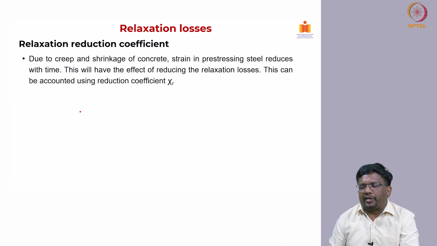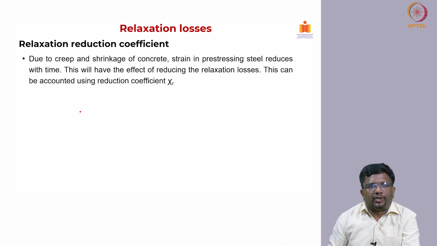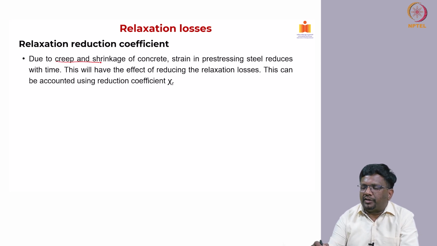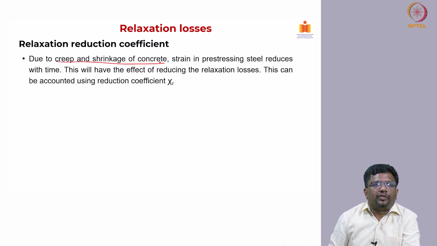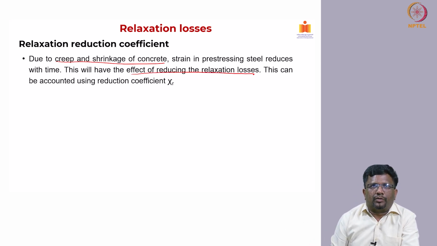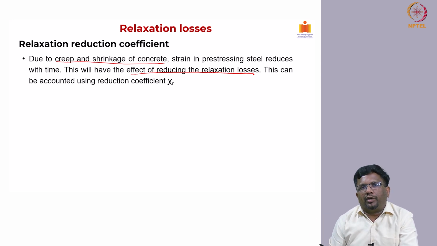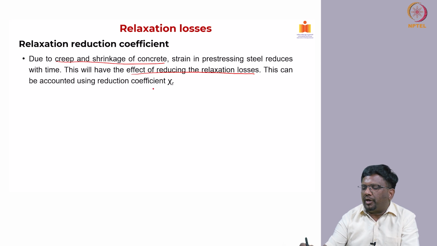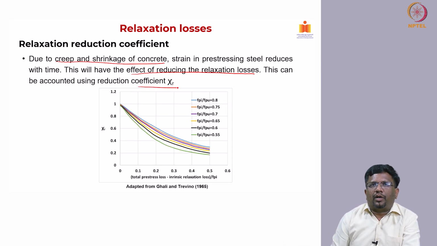Now, there is also a reduction coefficient. You can see that because of the creep and shrinkage of concrete, the strain in the pre-stressing steel will reduce with time. And this, in fact, will have a beneficial effect of reducing the relaxation loss. So because of the effect of creep and shrinkage, the relaxation loss will come down, which we have to account for. That is usually accounted for by this reduction coefficient xi r. And now, let us see how this xi r varies with respect to time.